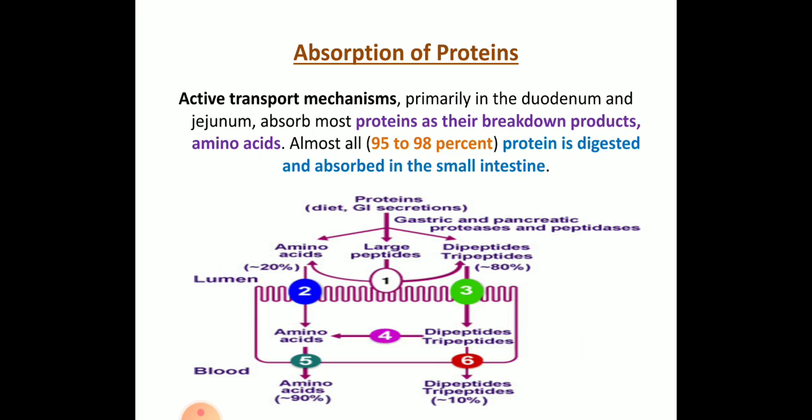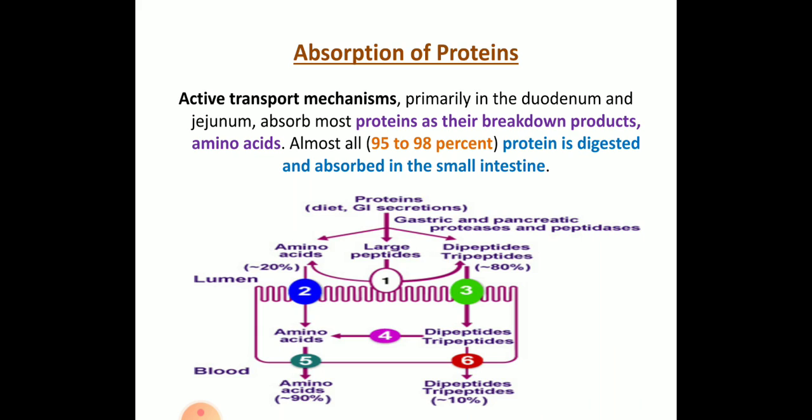Next, the absorption of protein. Protein is mainly absorbed in the form of what? Amino acids. Around 95 to 98% of proteins are digested and absorbed in the small intestine, mainly in the duodenum and ileum, where the maximum amount of absorption takes place. As you can see, they are transported by active transport.